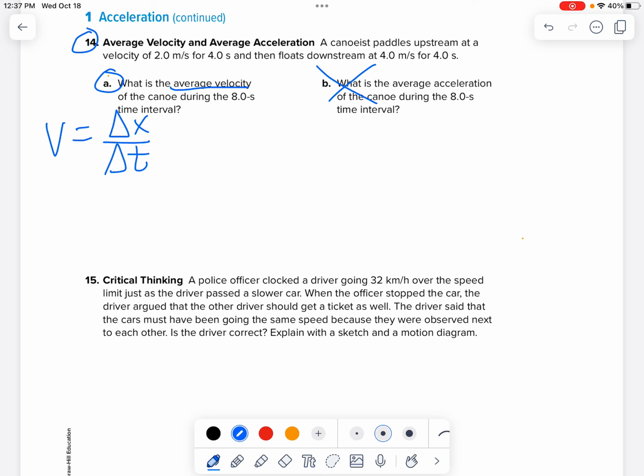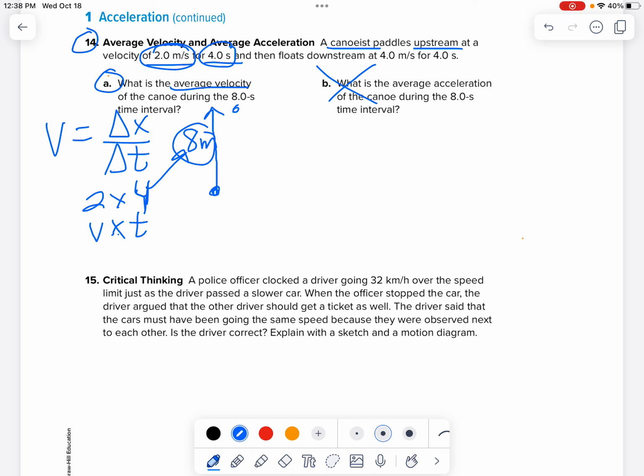So in this case, what happens is the canoe goes upstream at 2 meters per second for 4 seconds. So let me draw a diagram, it's helpful. It goes upstream, and if he goes 2 meters every second, and he does that for 4 seconds, 2 times 4 is 8. He has gone 8 meters upstream. Okay, I got that because it was just the 2 times the 4. That's velocity times time. Okay, velocity times time gives you distance.